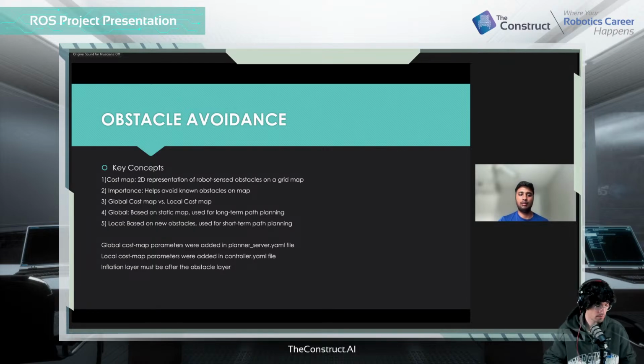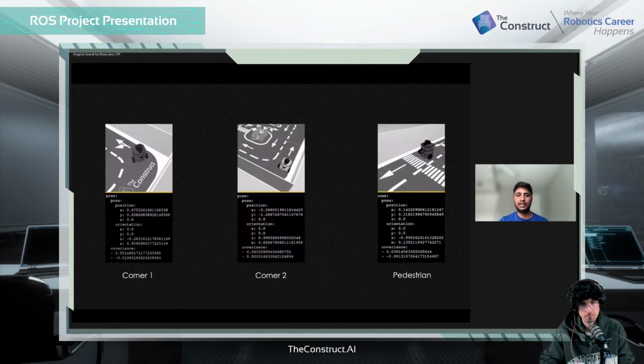Global cost map parameters were added in my planner server.yaml file. Local cost map parameters were added in my controller.yaml file. The inflation layer must be added after the obstacle layer. So these are the three corners that I had recorded during my live demo: corner one, corner two, and the pedestrian corner, and also you can see the poses of the robot, the orientation and position.